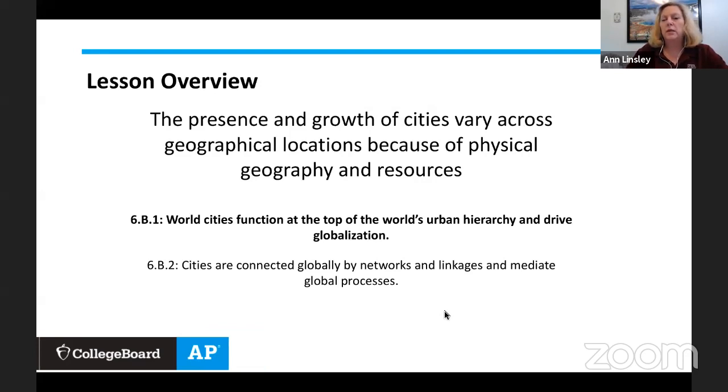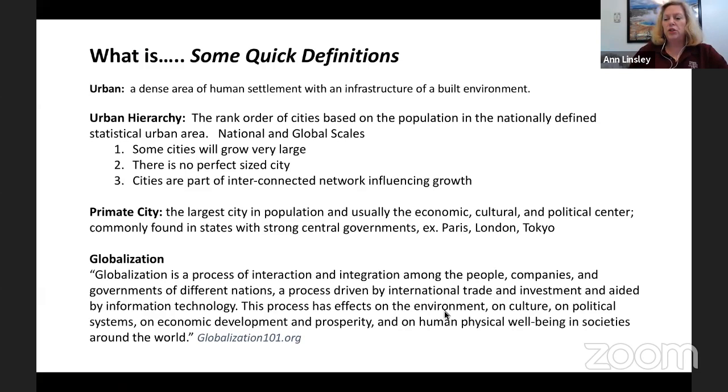All right, so our objective 6.1: How do world cities function at the top of the world's urban hierarchy and drive globalization? So we're looking at urban hierarchy. We may not know what that is. Globalization is another factor, and we also need to answer, what is a world city? Let's start with some quick definitions, since you really aren't doing this as a full unit. You may not have addressed any vocabulary, depending upon what time you were in school and how far along you were, so just to make sure everyone has the same kind of information.